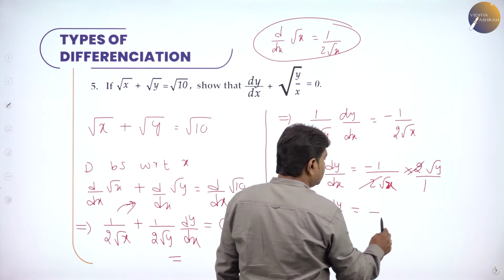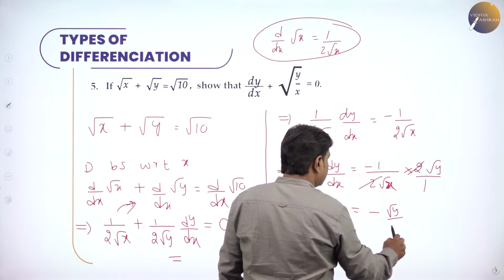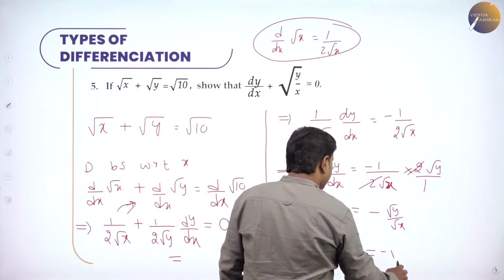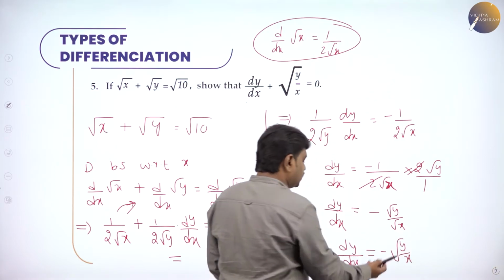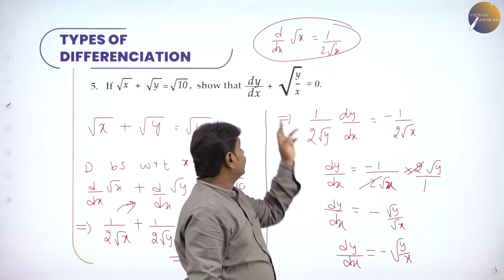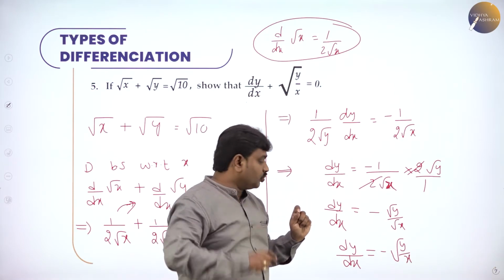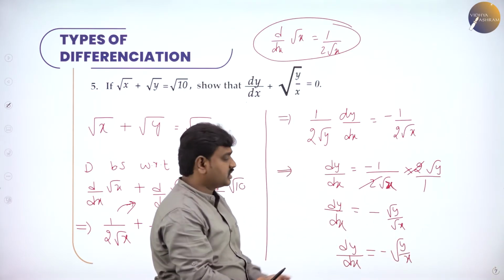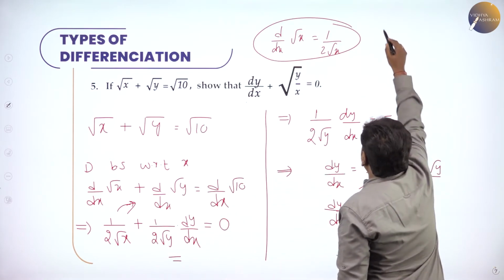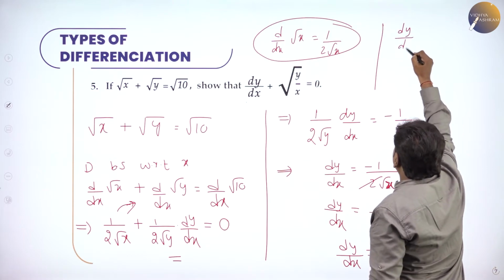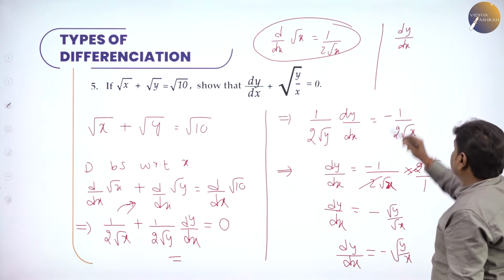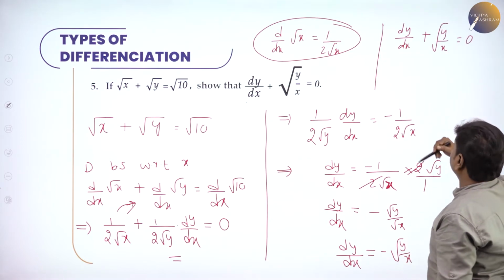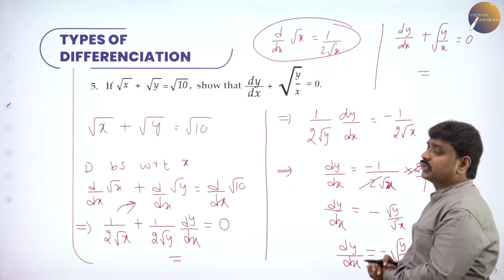What is the dy by dx value? Minus root y by root x. Can I write it as dy by dx is equal to minus root of y by x? Further, bring this to LHS, because they want dy by dx plus root of y by x equal to 0. Transfer this to LHS, it will become plus and RHS becomes 0. So hence the proof. All of you understood?